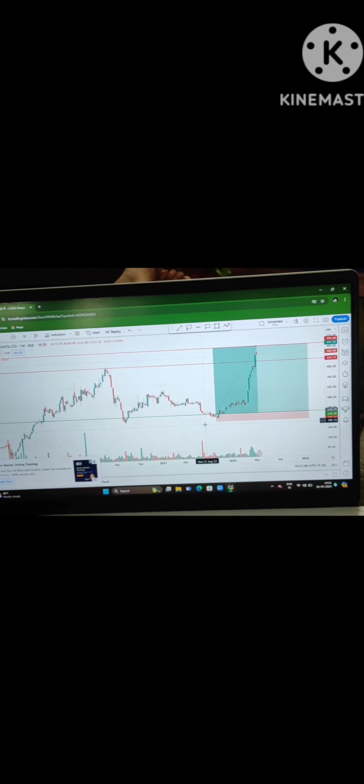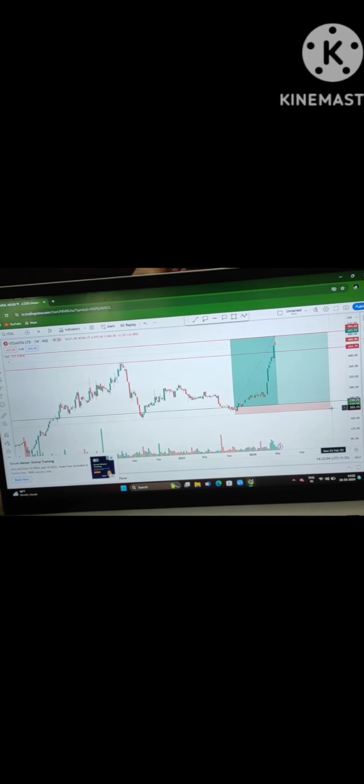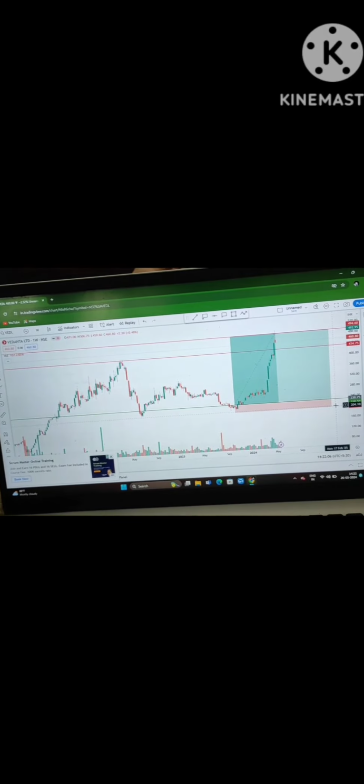Friends, now let's see what is the logic behind this trade. On 17 October, I bought this stock around 230 rupees with a stop loss of 30 rupees. Why I bought this stock is because Vedanta is trading at a 32 week low, and it is ready to form a W pattern in the weekly time frame. So I bought this stock.